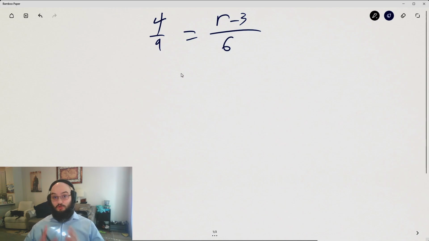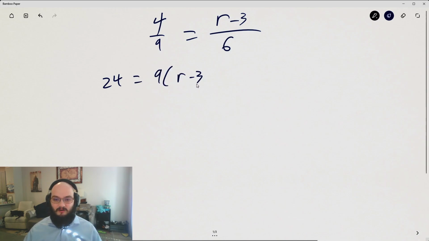This is one where it's not super clear what we would multiply a numerator or denominator by to change it to the other fraction, so let's use our cross multiplication. 4 times 6 is going to be 24, is equal to 9 times r minus 3. We could distribute the 9 onto the r and the 3, or we can just divide both sides by 9 right off the bat. So those 9s will cancel out.